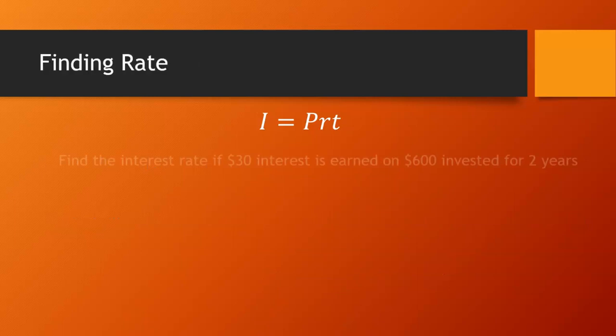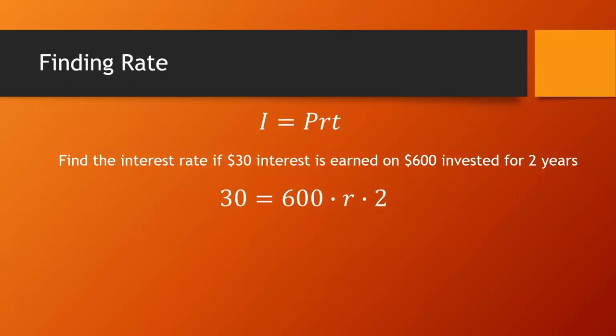So what if we want to find the interest rate? Something like this. Find the interest rate if $30 interest is earned on $600 invested for 2 years. Now we know the interest is 30. We know the principal is 600. We don't know the interest rate, but we know that the time is 2 years. So 30 equals 600 times R times 2.